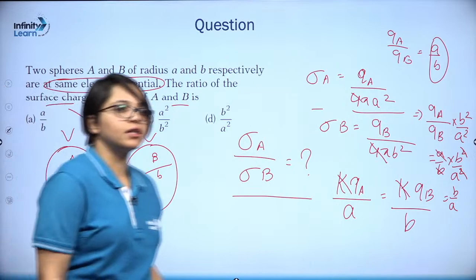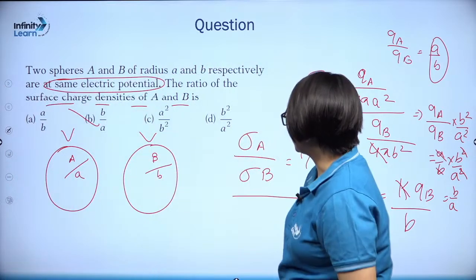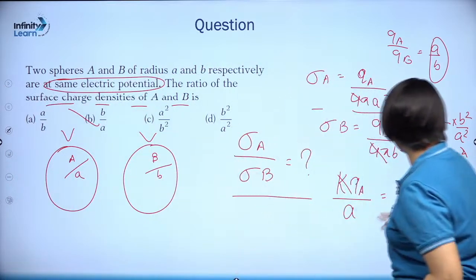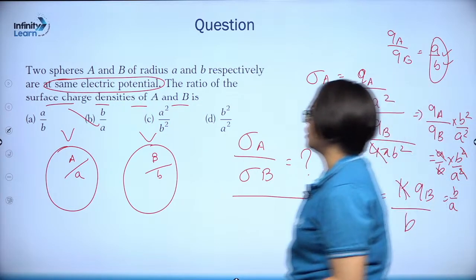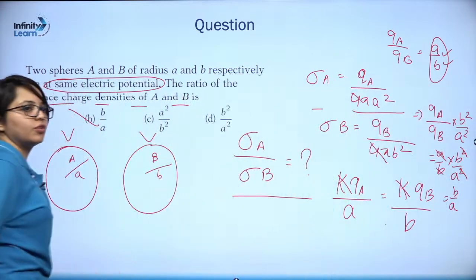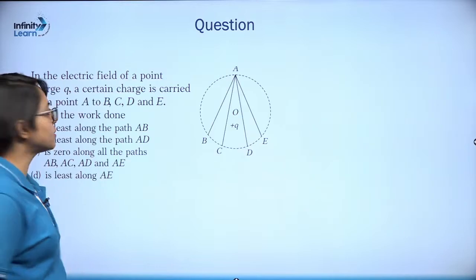Option B is correct. Well done. Beta, B is the correct answer. B square upon A square, we are getting it over here, but it is multiplied with QA upon QB. And QA upon QB is A upon B using this relation, using this information, right? So it will be B upon A. Well done, bachcho, well done. Good job everyone. Now try this one.